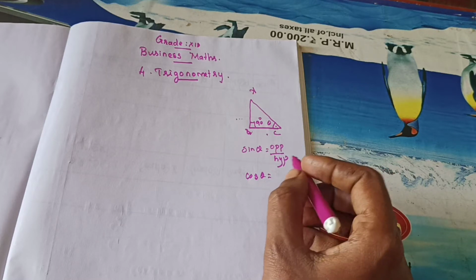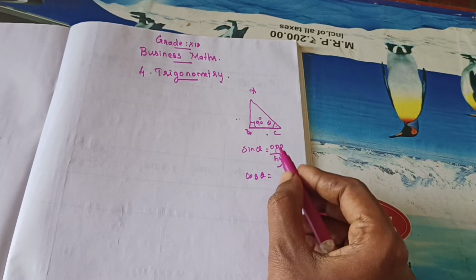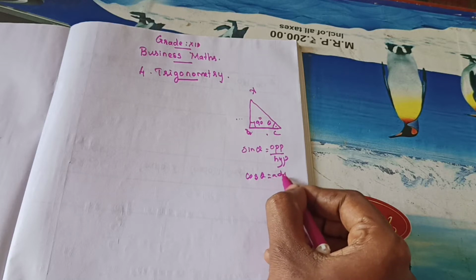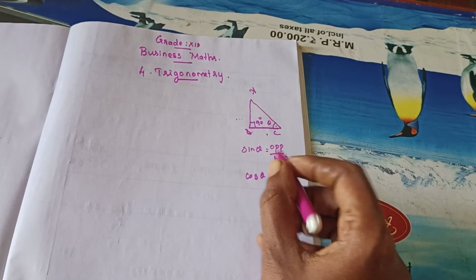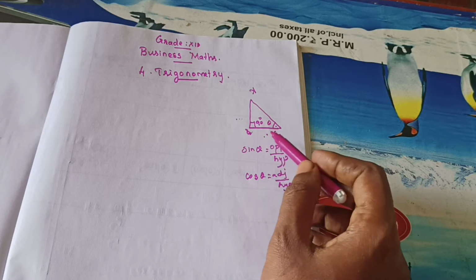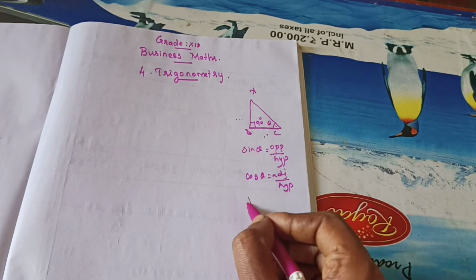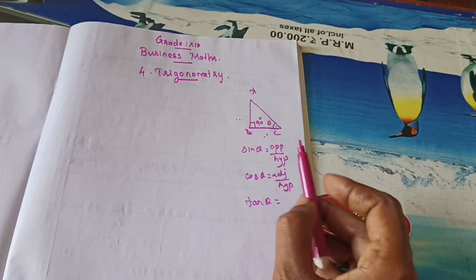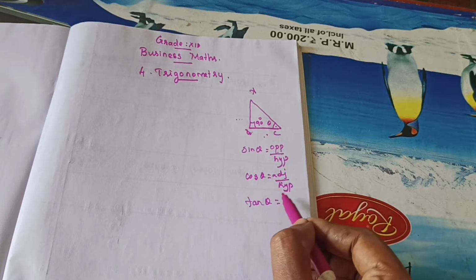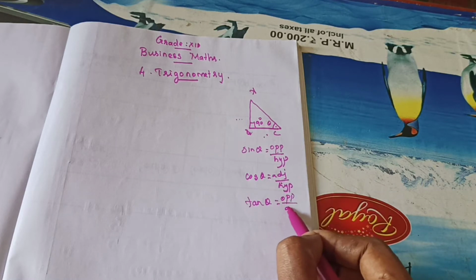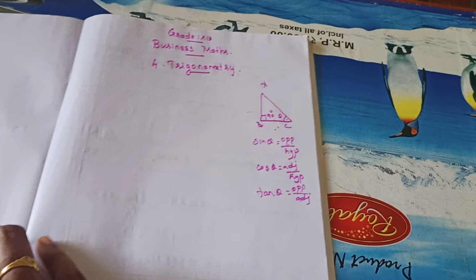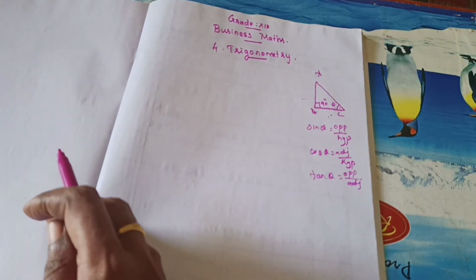What do you mean by cos theta? Cos means adjacent side by hypotenuse. This is the adjacent side now, so adjacent by hypotenuse. Then if we need tan theta, tan theta means this one divided by this side, so we get opposite side by adjacent. You have learned all these things in 9th as well as 10th grade. Is it right? That's the main thing.